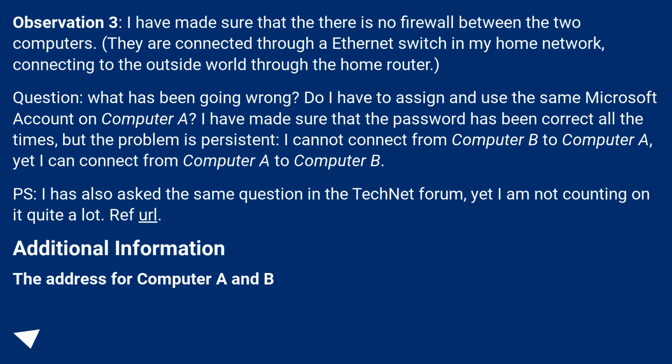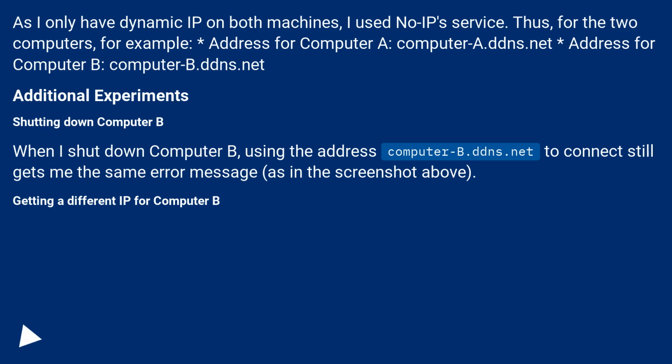P.S. I have also asked the same question in the TechNet forum, yet I am not counting on it quite a lot. Ref URL. Additional information. The addresses for computer A and B: as I only have dynamic IP on both machines, I used No-IP service. Thus, for the two computers, for example, the address for computer A is computera.ddns.net, and the address for computer B is computerb.ddns.net. Additional experiments. Shutting down computer B.